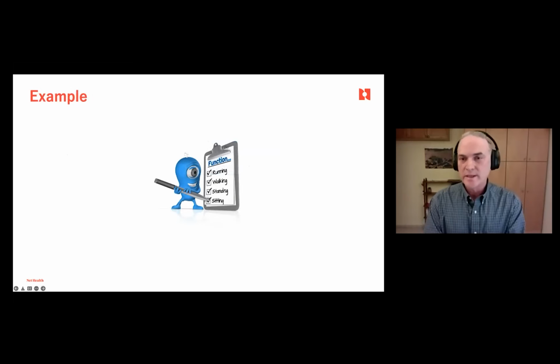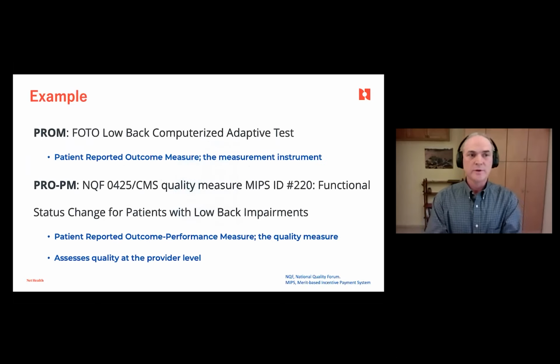Let's provide an example from a specific patient-reported outcome measure. This is the photo low-back computerized adaptive test originally developed by the late Dr. Hart. If we think of an analogy for a quality measure, let's think of the quality measure as a vehicle, as a car. And the car has an engine. The engine, in this case, would be the patient-reported outcome measure. In this case, the low-back measure.